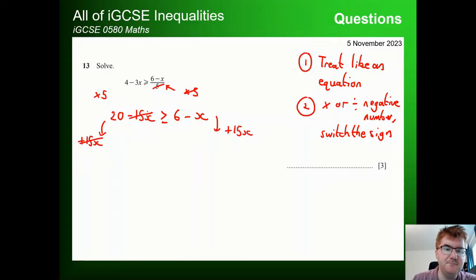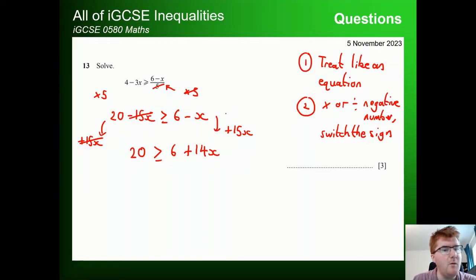This cancels, giving us here 20 greater than or equal to 6 stays as it is. Again, we're collecting terms here. Numbers and x's are different kinds of terms. And minus x plus 15x gives us plus 14x, like so.